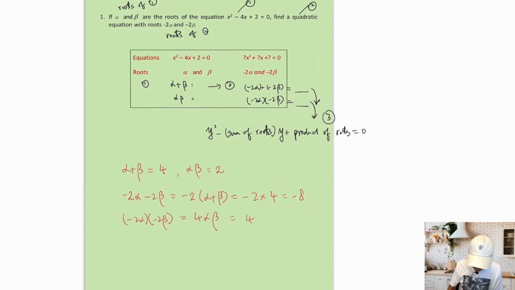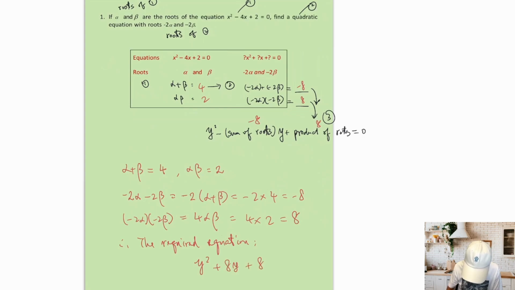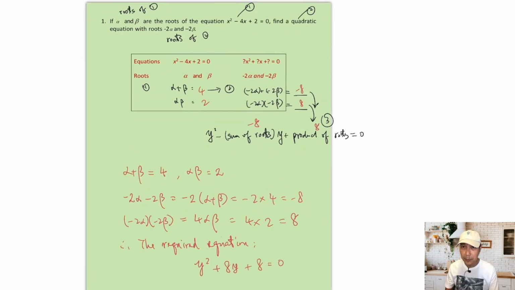Okay, so 4 times 2 is 8. Okay, the required equation is y squared minus negative 8, so plus 8y plus 8 is equal to 0. Problem is solved. You may check the answer in the textbook.